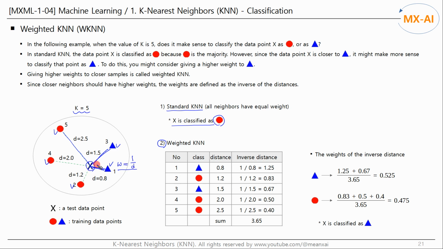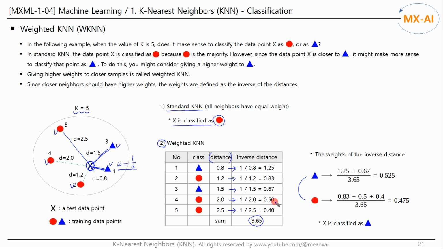The distances between the test data point and the 5 training data points are as follows. And the inverse of these distances are as follows. Their sum is 3.65. Next, we compute the weights of the inverse distance for each class.